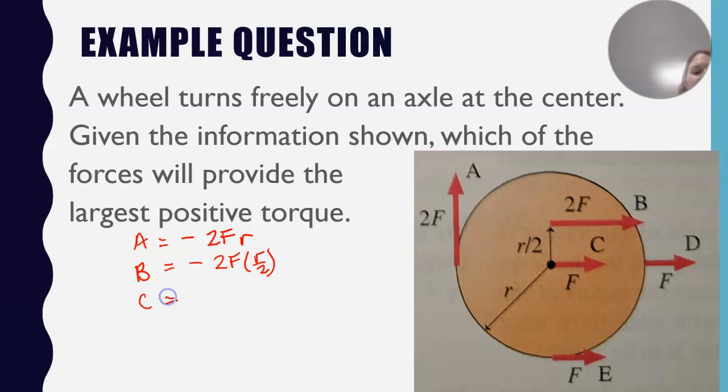C is going to do no torque because it's exerted right at that axle. D, again, is going to do no torque because it's not perpendicular to the radial line. E, hopefully, exerts some positive torque, and it totally does. It twists or rotates this object in the counterclockwise direction, so it would be positive F.